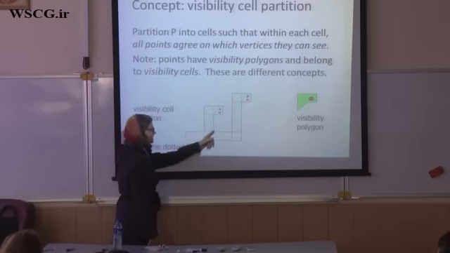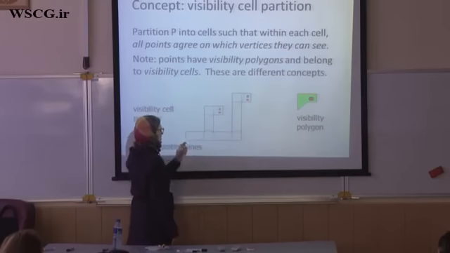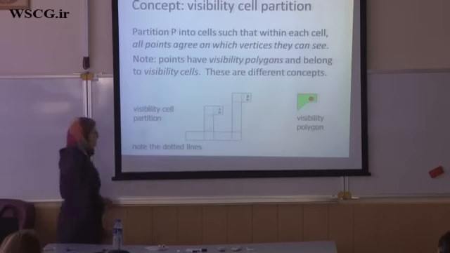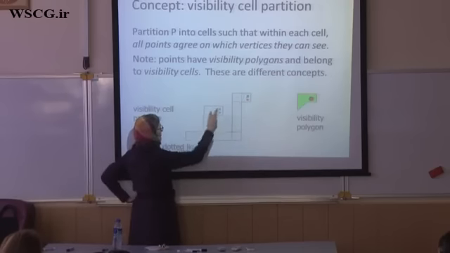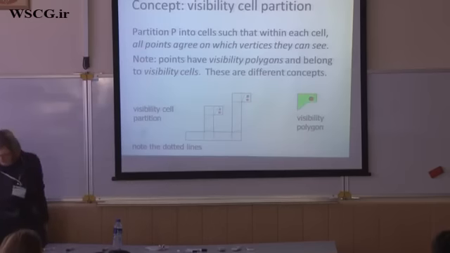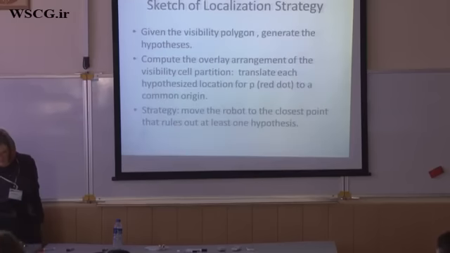You extend the lines, the edges of your polygon, and you also put in the edges that are being generated by a reflex vertex lining up with something else. I don't have a dotted line in here because this doesn't represent seeing any new visibilities. Okay, so visibility cell partition. It's different from a visibility polygon.